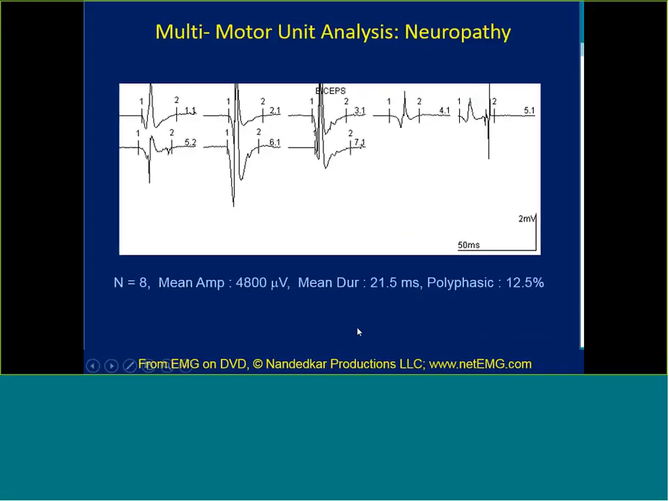And this is what happens in neurogenic conditions. You get high amplitude potentials. The mean is clearly increased, and many of these potentials are outliers based upon amplitude and durations. And therefore, we can stop the study after recording only 8 potentials.